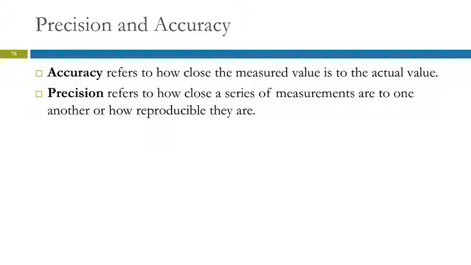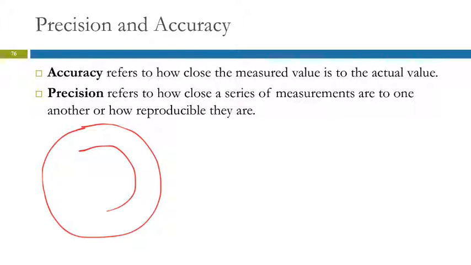So we've been talking about precision. Precision and accuracy are two different things, and it's important to understand the difference. Let's think about throwing darts or shooting arrows. So you've got a target, right? We'll do arrows because they're easier to draw.